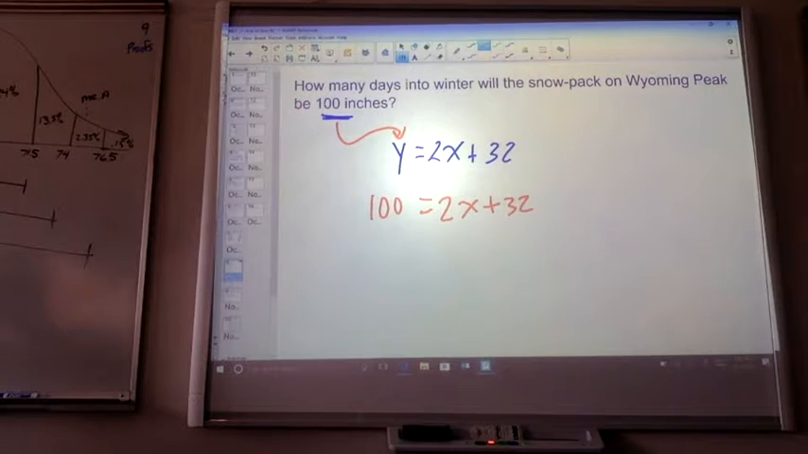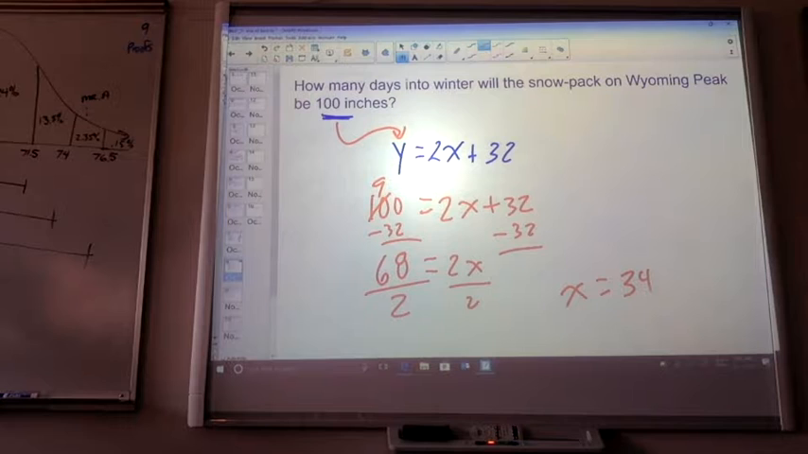Is that okay? Yep. Hey, how do I solve for x now? Help me out. Subtract 32. So if I subtract 32 from both sides, what's 100 minus 32? 68. Close. Divide each side by 2. So we get x is equal to 34.